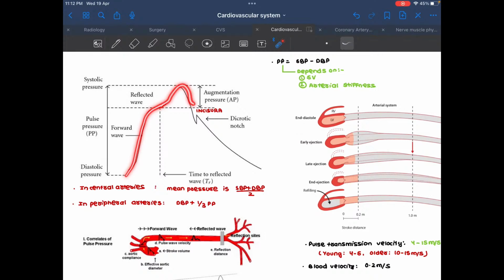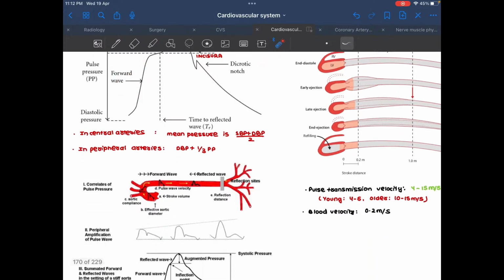But why am I seeing an augmentation pressure? And why am I seeing this wave, which is known as the reflected wave? This is known as a forward wave. This is known as a reflected wave. So the principle is very easy.